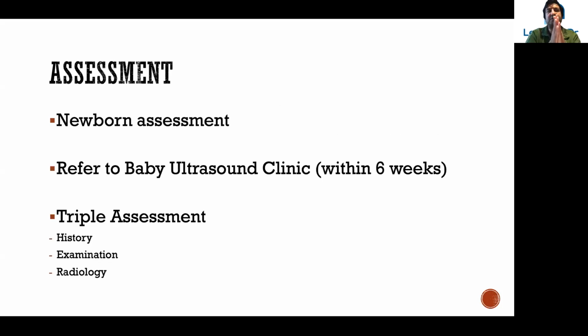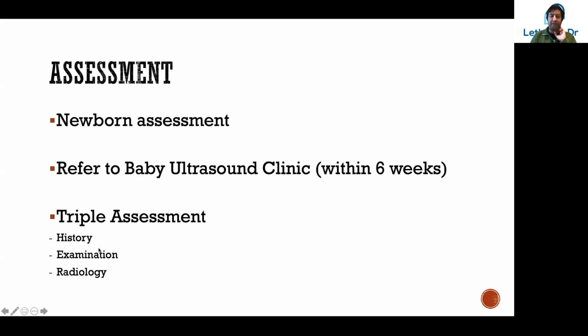I think this is the most important part of the talk today, and also for your life as an orthopedic surgeon. How do you assess these patients? Assessment starts immediately at birth. Every baby that's born will get an assessment of their hips, and will get a screening within the first 6 weeks by the health visitor as well. Then those babies who are at risk or have an abnormal examination are referred to the baby ultrasound clinic, which normally happens at about 6 weeks. The key point is it's not universal screening. Not everybody gets sent to the baby ultrasound clinic.